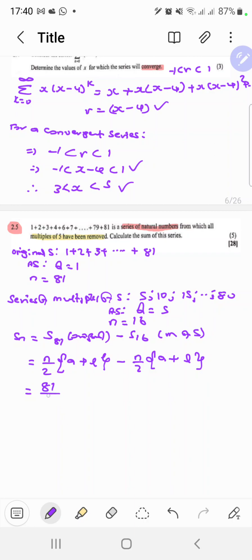Here there's 81 terms over 2. The first term is 1. The last term is 81. Minus, what is that? 16 divided by 2 times the first term, 5. The last term is 80.